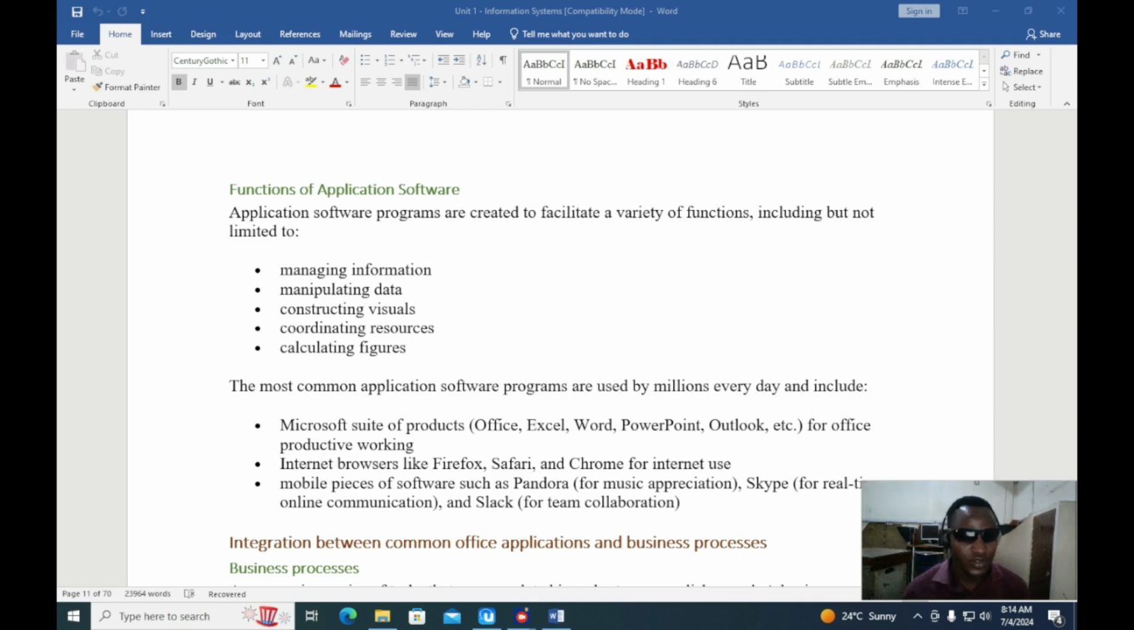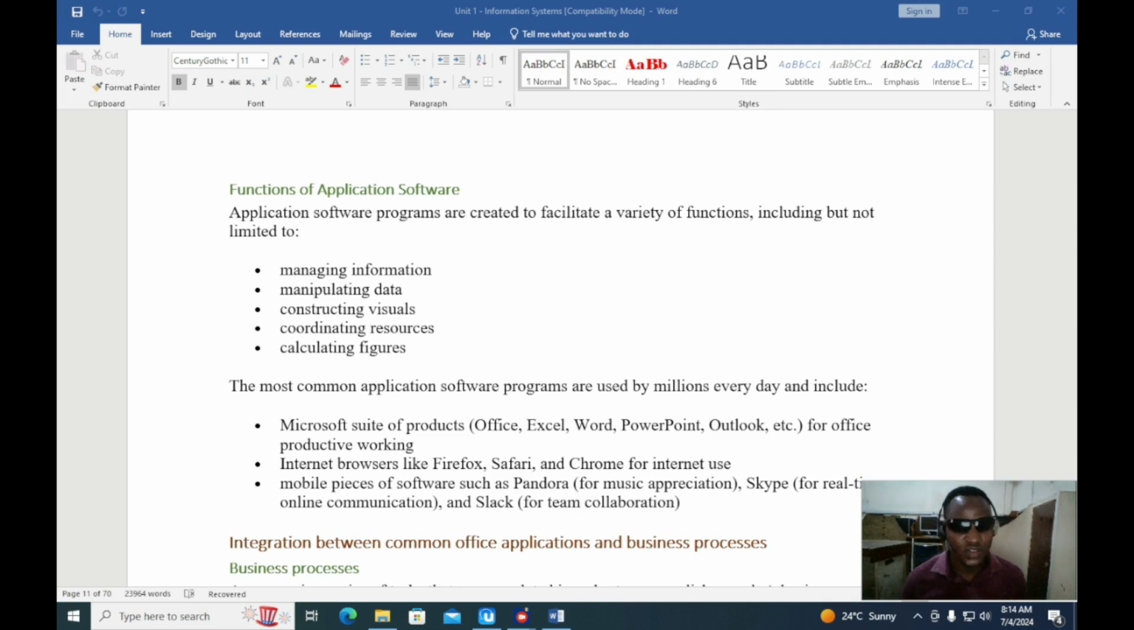Then they also construct visuals. So we say constructing visuals. When we talk about PowerPoint, when you want to make your audience understand what you're presenting, people understand more things that are visual to them, things that they are able to see, than things that they are not able to see. For that reason, we have Microsoft PowerPoint that is used for these visual presentations.